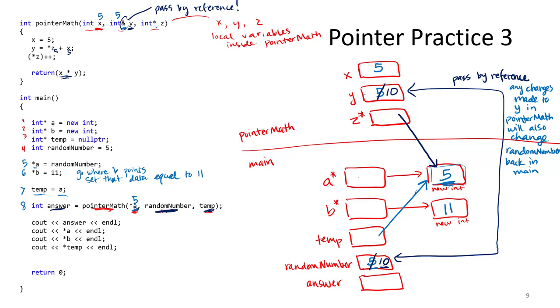Remember, due to pass by reference rules, any reference variable changed in pointer math also will have the changes made in main, because we're changing this random number variable directly in pointer math. Last item in pointer math, we're writing asterisk z plus plus. That's the same as writing asterisk z equals asterisk z plus 1. Well, z is pointing at 5, so we take that number 5 and say, now you're going to be equal to 6. So we go where z points, set that value equal to the value we're pointing at plus 1. So we get 6.